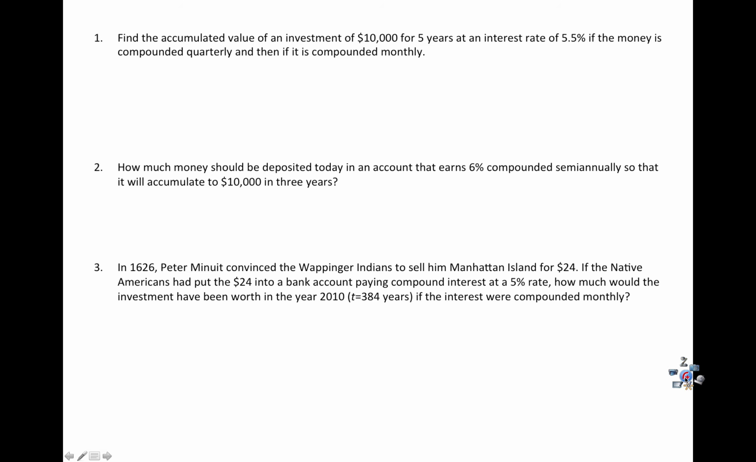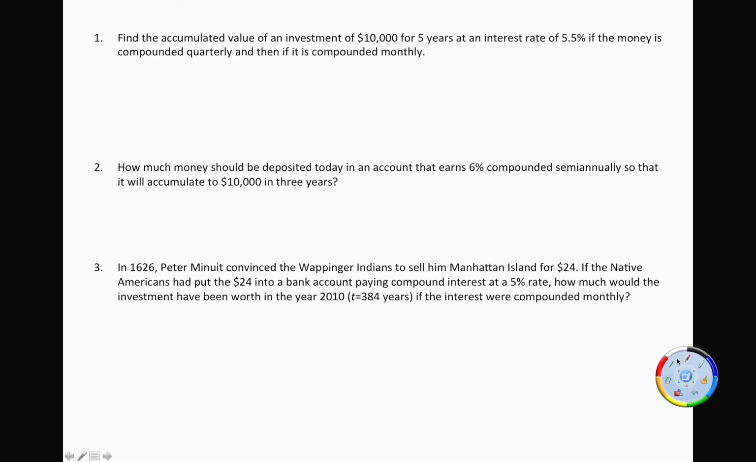All right, so let's look at some problems, how we might use these formulas and our calculator to determine the accumulated value of an investment of $10,000 for 5 years at an interest rate of 5.5% if the money is compounded quarterly, and then do it again if it's compounded monthly. All right, as soon as I see this word compound, I leave my simple interest formulas behind. So compounding formula, and it doesn't say compounded continuously, so I know that I need this formula.